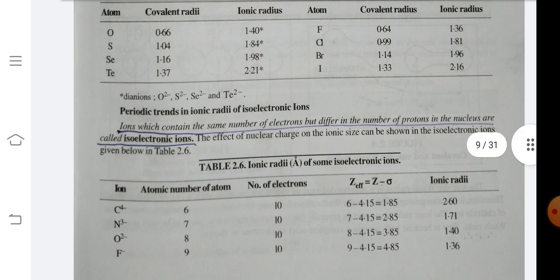Periodic trends in ionic radii of isoelectronic ions. Ions which contain the same number of electrons but differ in the number of protons in the nucleus are called isoelectronic ions.